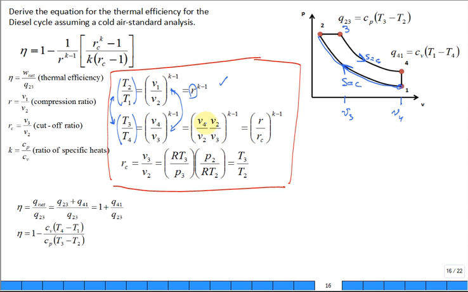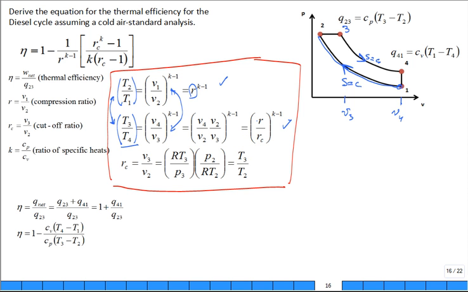So I have, if I now put V2 over V2 right here, I didn't change it, but that ratio, V sub 4 over V sub 2 is R, and V sub 3 over V sub 2 is R sub C, so I get that T3 over T4 is the compression ratio over the cutoff ratio raised to the K minus 1 power. We're not done.